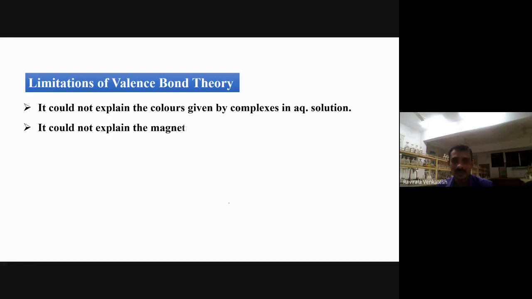Now limitations also, let me see. This is the last thing we take, limitations. It could not explain the colors, which color a complex has. See, cobalt cyanide, cobalt amine, which color? So colors are not explained here, and it could not explain the magnetic data. Some magnetic data is also not explained here.